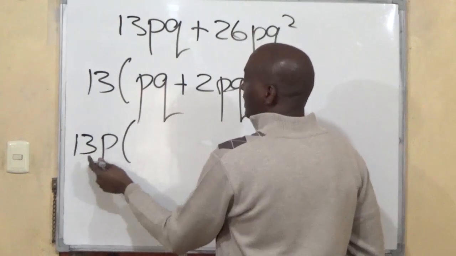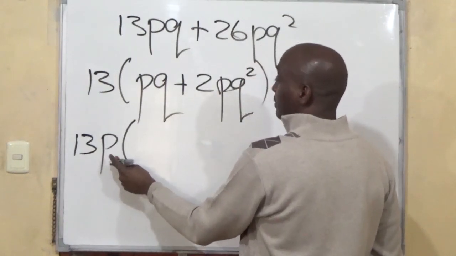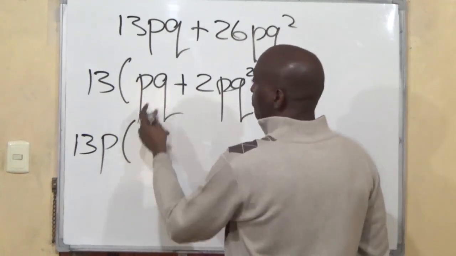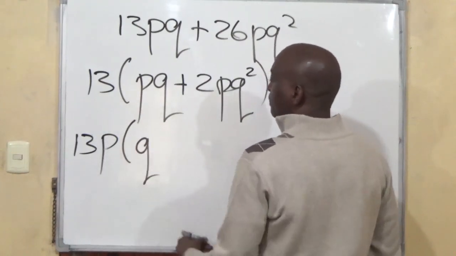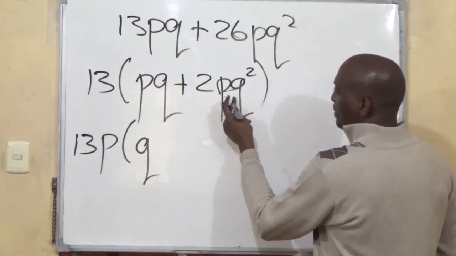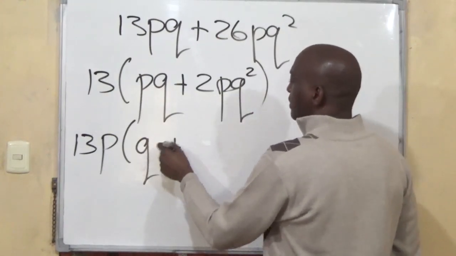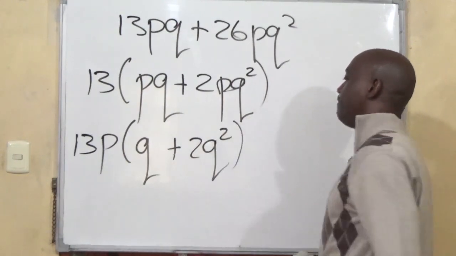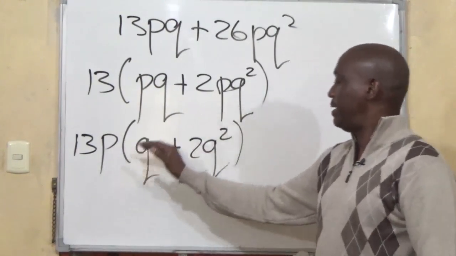Your p now is the latest variable that you take out. So you divide what you have inside the bracket by the p. So pq divided by p will give you a q. 2pq squared divided by p will give you 2q squared. All right? So you now have 13p into q.